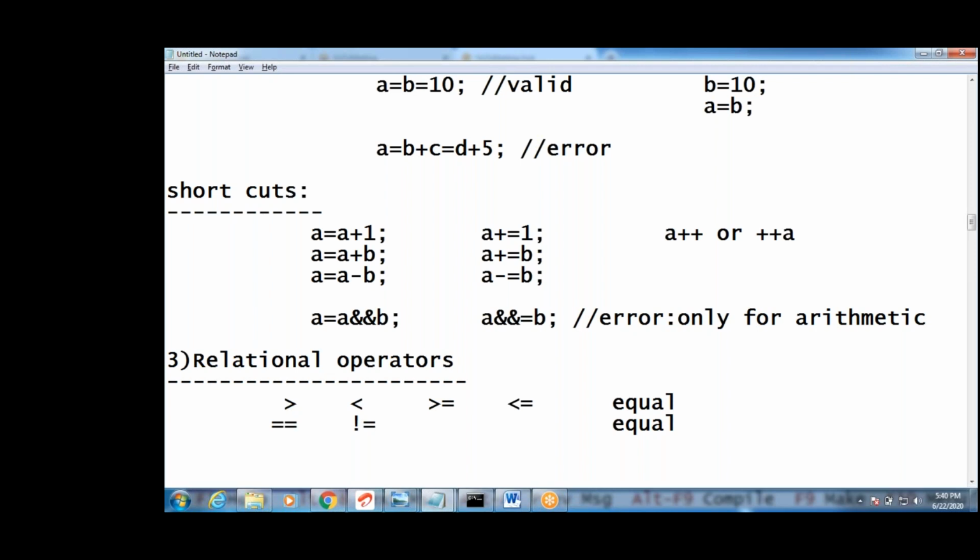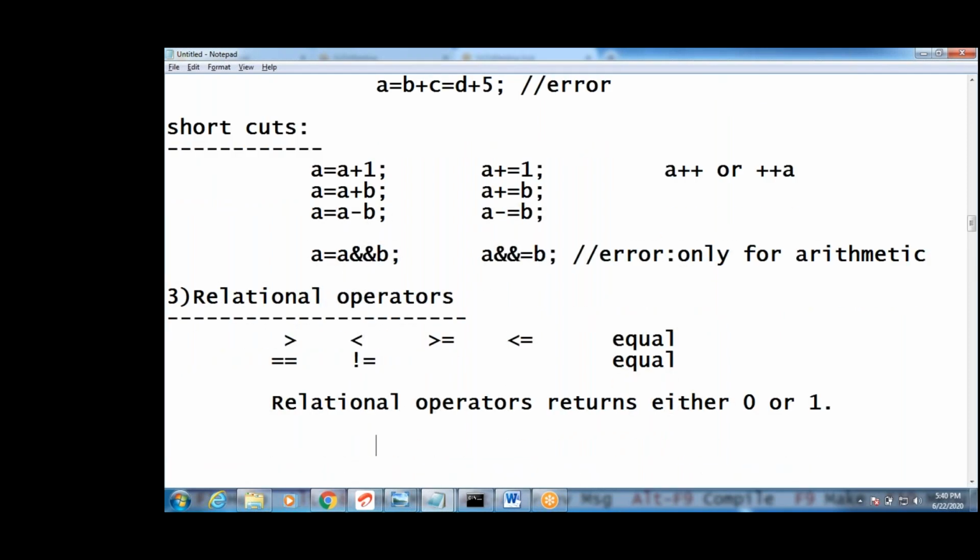Okay. What about relational operators? Relational operators return either 0 or 1. 0 or 1 means true or false. For example, x equals 2 less than 3. What is 2 less than 3? The answer is 1. Then x equals 2 greater than 3. This is false, so it is 0.